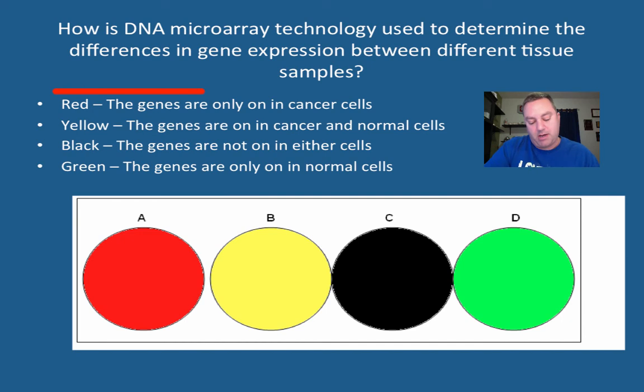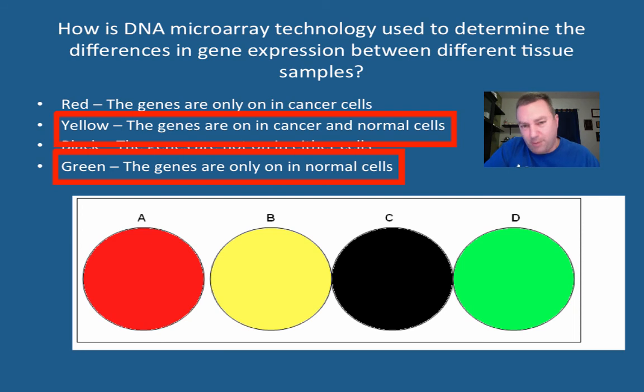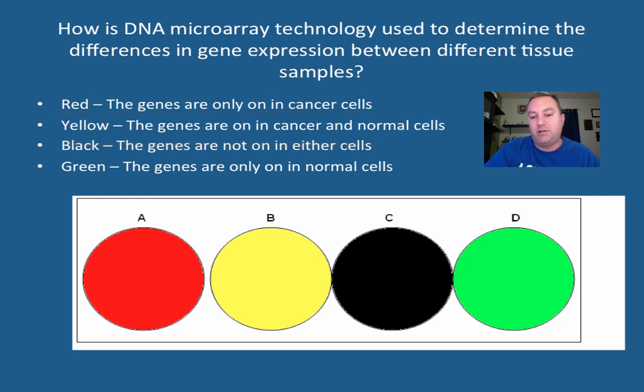Well, if it's red, that means that gene is turned on only in a cancer cell. And if it's green, it's only turned on in a normal cell. If it's yellow, that means it's turned on in both, and it probably doesn't have really anything to do with the cancer. If it's black, that means it's not turned on at all. All right, and so it's not turned on in either a normal cell or a cancerous cell, and it probably just doesn't have anything to do with that kind of tissue.